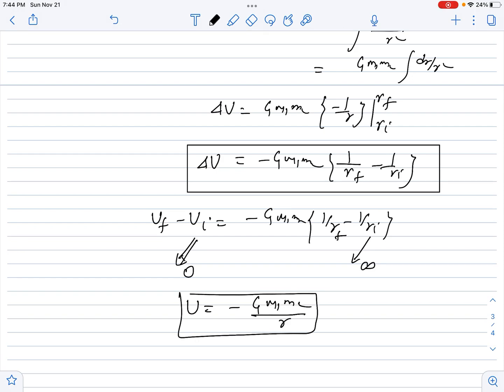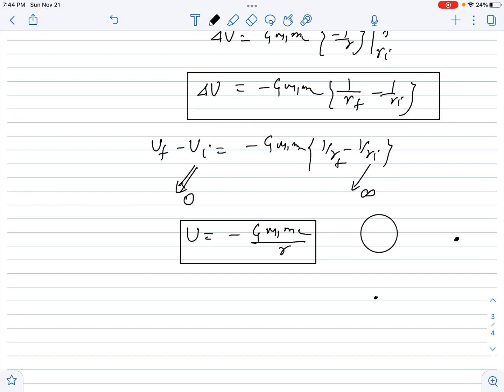This formula is applicable for interaction between earth and point mass, and this formula is also applicable for interaction between two point masses. The reason is very simple. In the outer region, earth behaves like a point mass. Now energy at the surface of earth, you can say minus G m1 m2 by r.